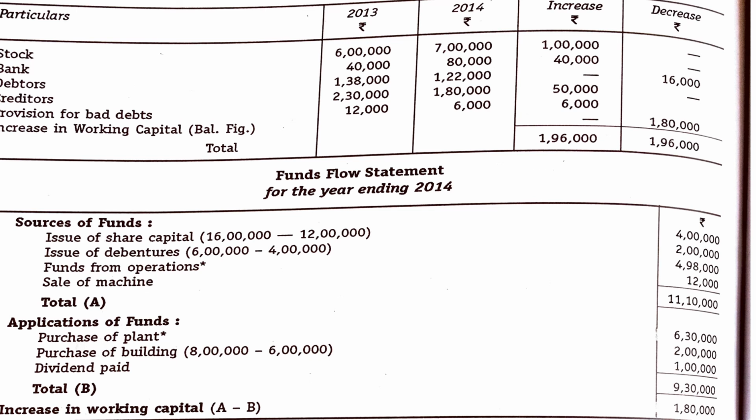First, purchase of plant 6 lakh 30,000. That is the difference between opening value of plant and closing value of plant. Purchase of building during the year 2 lakhs. Dividend paid during the year 1 lakh. It will come 9 lakh 30,000. Then increase in working capital is equal to 1 lakh 80,000. The total of all these is 11 lakh 10,000.